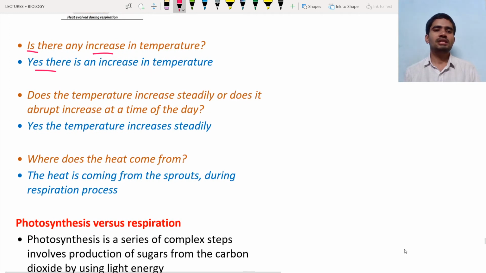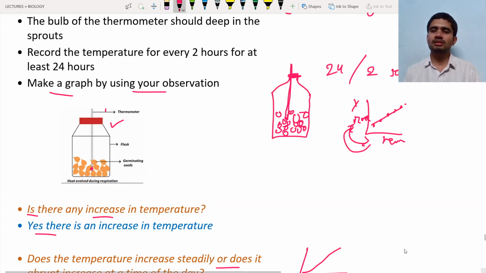Okay, so does the temperature increase steadily, or is there an abrupt increase at a particular time? The temperature increases steadily, not suddenly. It rises steadily, 2 degrees by 2 degrees, or 1 degree by 1 degree. So there will be a continuous increase in the temperature, and this is one of the reasons we get the graph in this way.